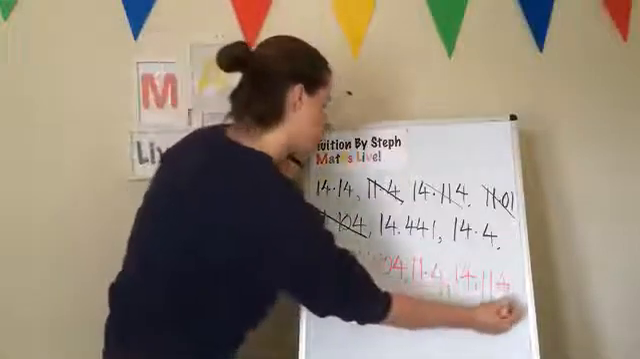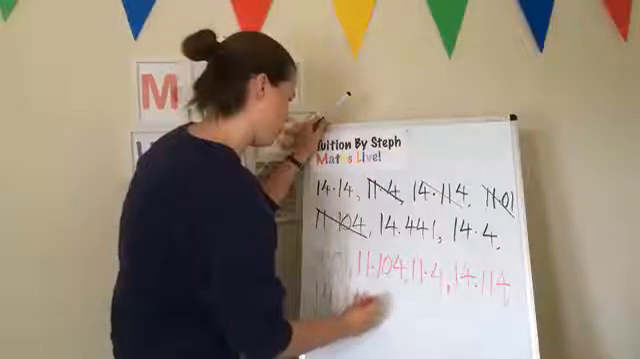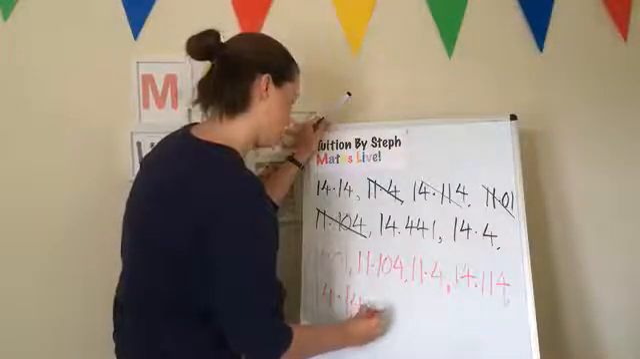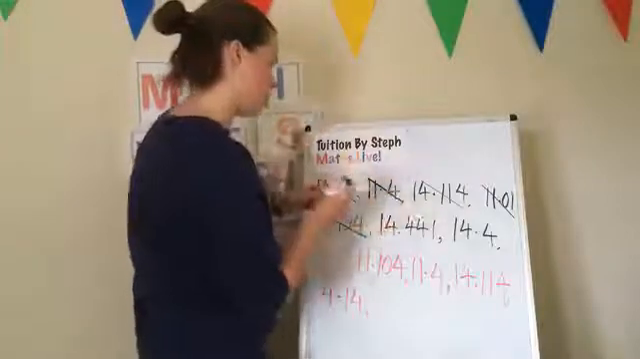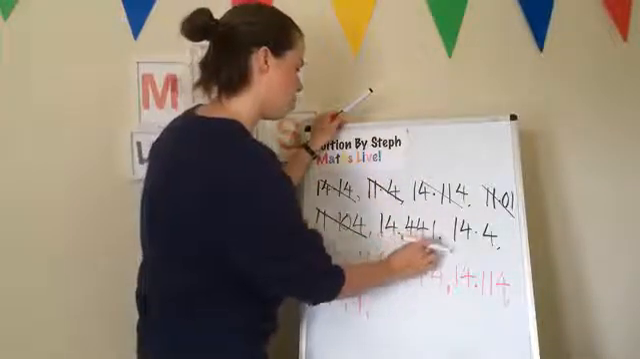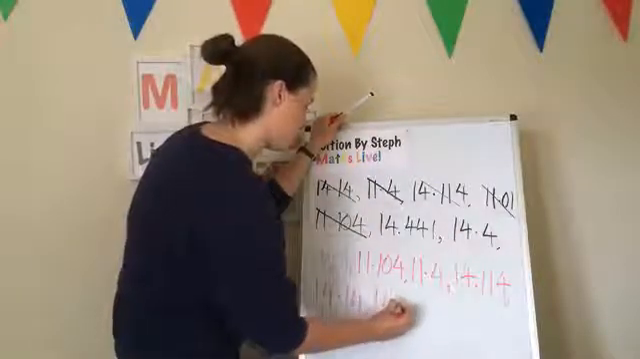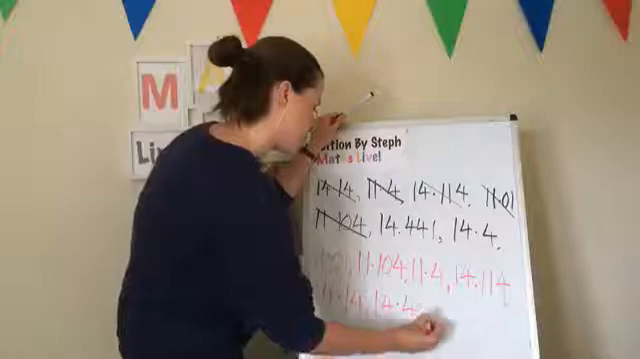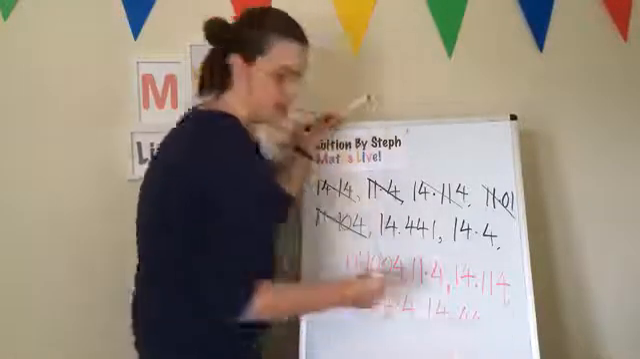And then the next one is 14.14. And then the last, so we've done that one. And then the last two, we've got 14.441 and then just 14.4. So it's 14.4 and then 14.441. Now then, let's actually get the answer right.